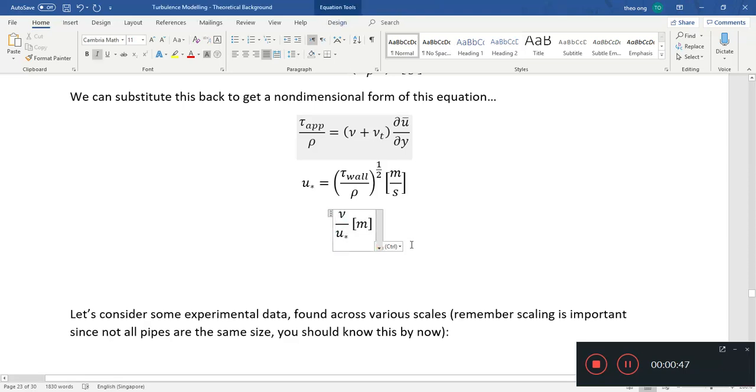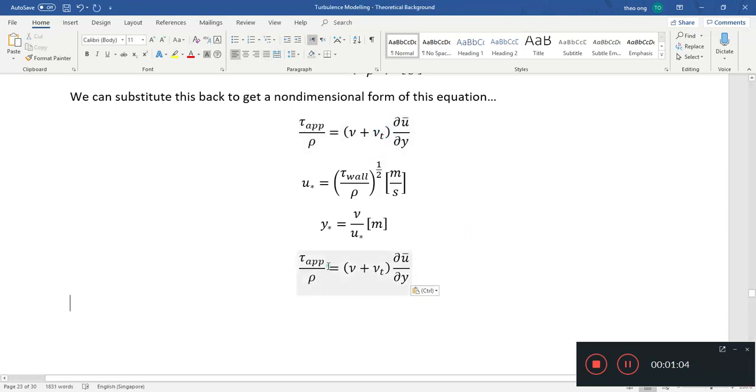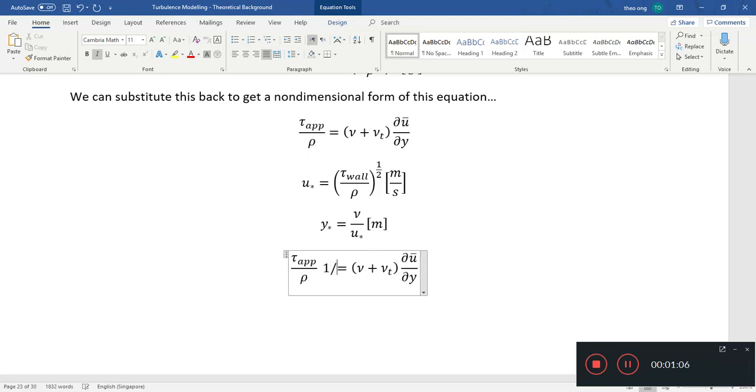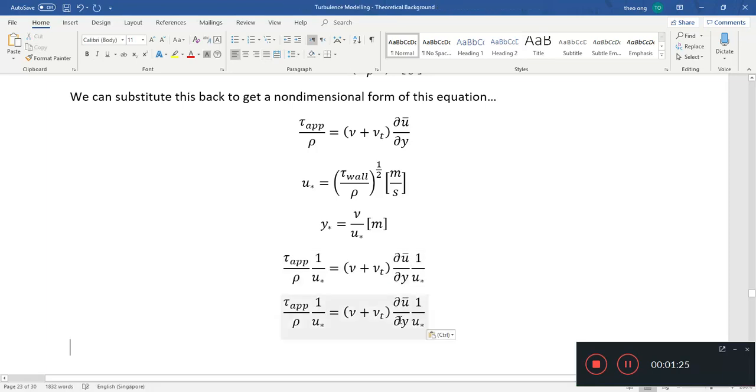Okay, so I'll just call this Y star just for the sake of consistency. So let's just divide throughout by U star. Okay, and by dividing throughout by U star, we can get 1 over U star here, and I can change the U bar into U plus.